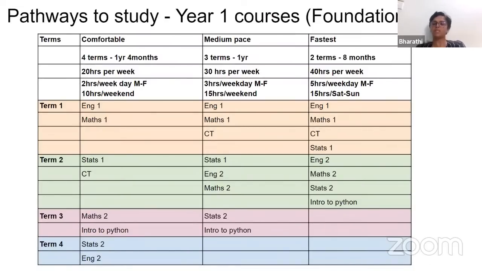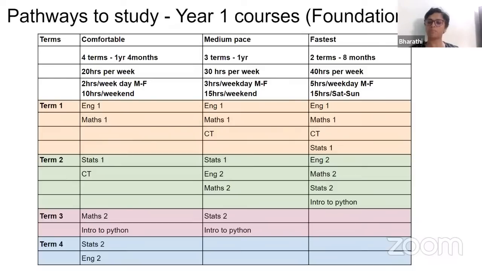Okay, here are some pathways to study from the program if you want to do the foundation level. Depending on the time that you have, if you're a full-time student of this program, you're not doing anything else but only this program as a sole program, we would recommend you take the fastest path or the medium pace path. The fastest path is if you're very comfortable with maths and stats, maybe you know a bit of computing and programming also, then the fastest path is okay for you. You do 4 courses in the first term, 4 courses in the second term, and you finish the foundation level in 2 terms itself.